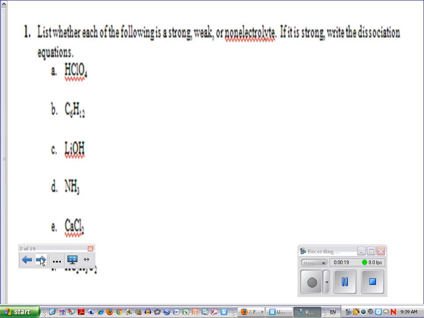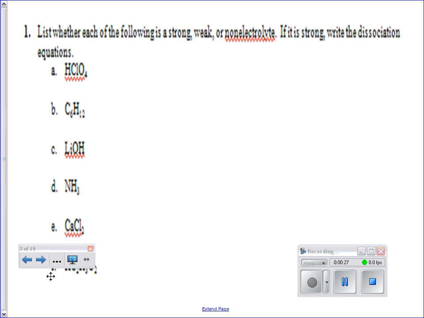So looking at this first question, it's asking us to list whether the following substances, when they're in solution, are going to be strong, weak, or non-electrolytes. First thing I want to do is talk about what an electrolyte is. So who can remember? Electrolyte. What does it mean to be an electrolyte? Just the word, the definition, electrolyte. It's a solution that what?